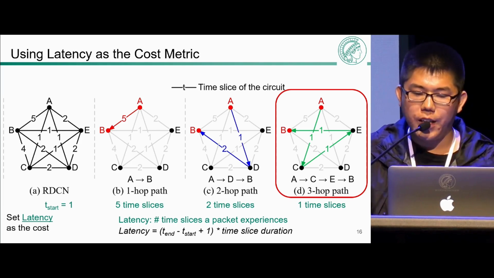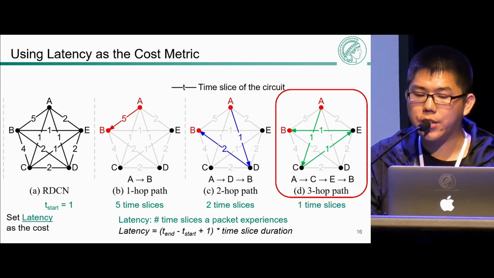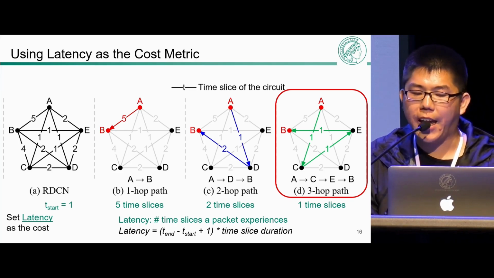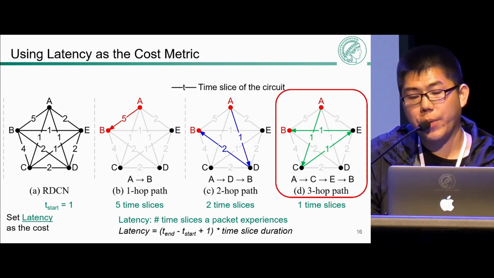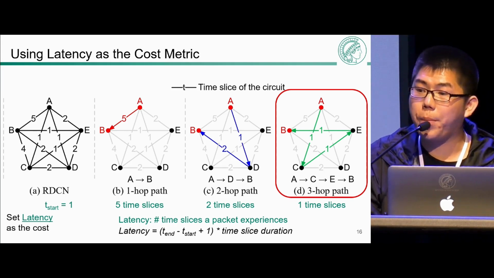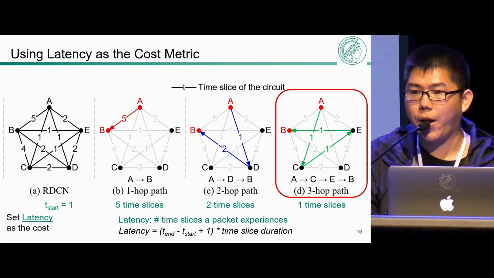In this case, T star is 1, so the latency of the one-hop path is 5 time slices, the two-hop path is 2, and the three-hop path is 1 time slice. Using latency as the cost metric, we will select the three-hop paths. Then, what's the problem here?